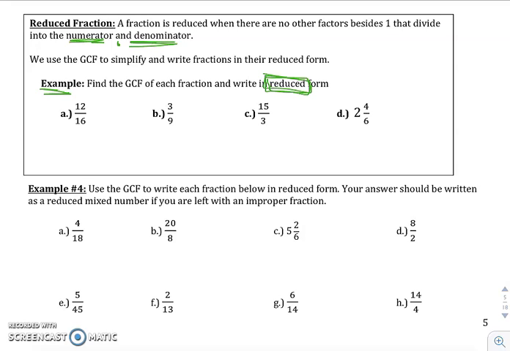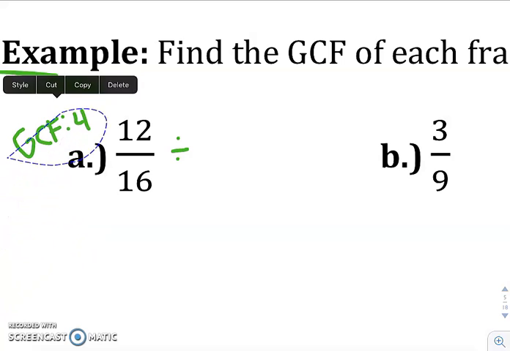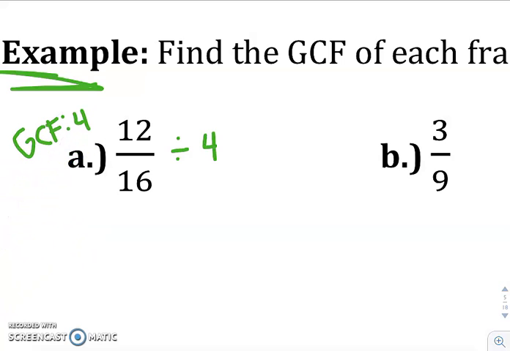I know that every single pair of numbers has a common factor of 1, but when you use 1, you're not actually changing or reducing the fraction. So we're looking for the largest number the numerator and denominator have in common other than 1 that we can reduce this by. If you look at 12 and 16, what's the largest number that 12 and 16 are both divisible by? It's going to be 4. So that is what we're going to divide the fraction by, numerator and denominator.